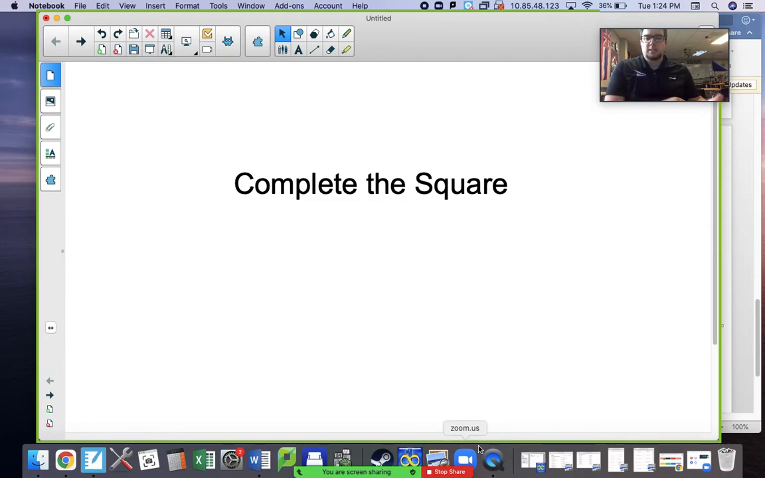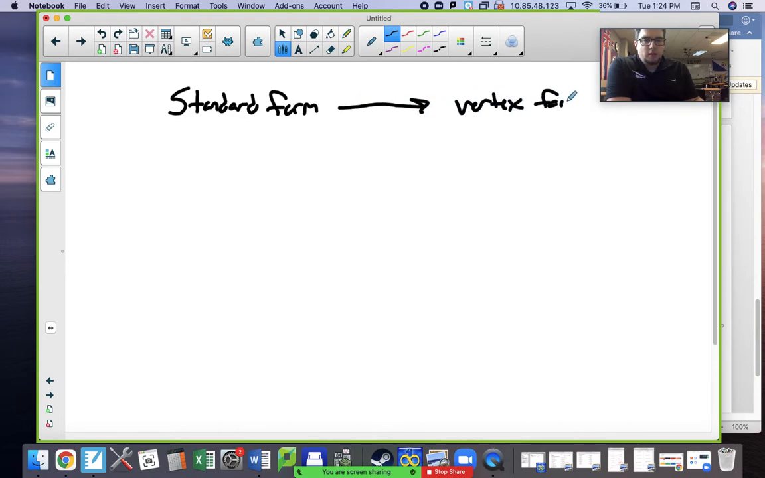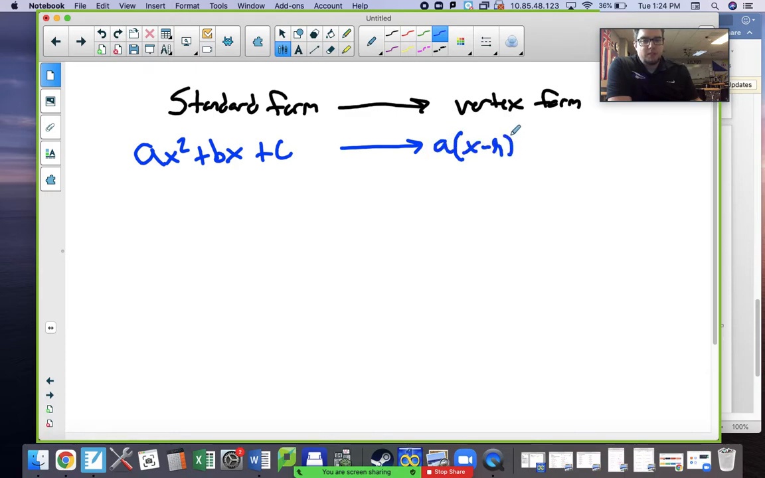So today was our second day completing the square of quadratics. The ultimate idea of completing the square is to go from standard form of our quadratics and convert it into vertex form. Why this is a useful technique is standard form is a little bit harder to graph than vertex form, so maybe you want a format that's a little bit more straightforward for graphing purposes.